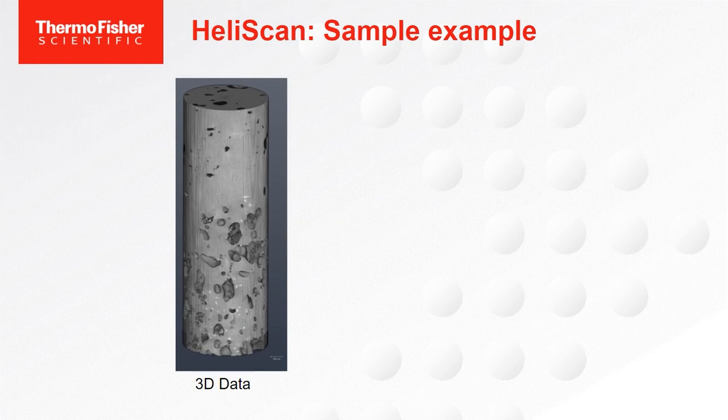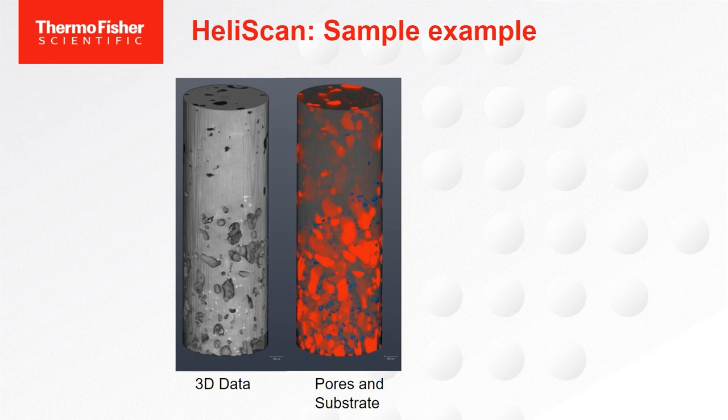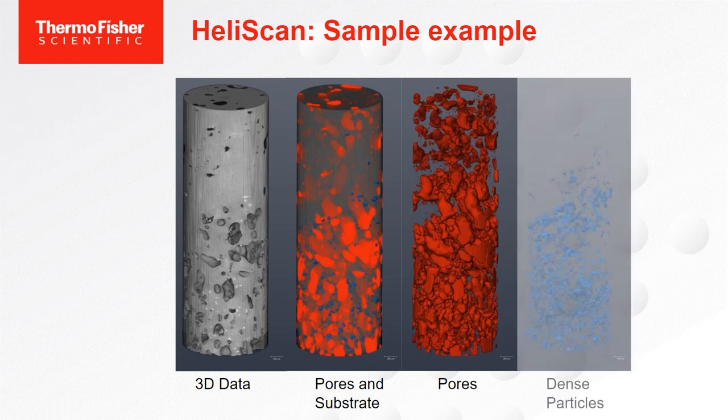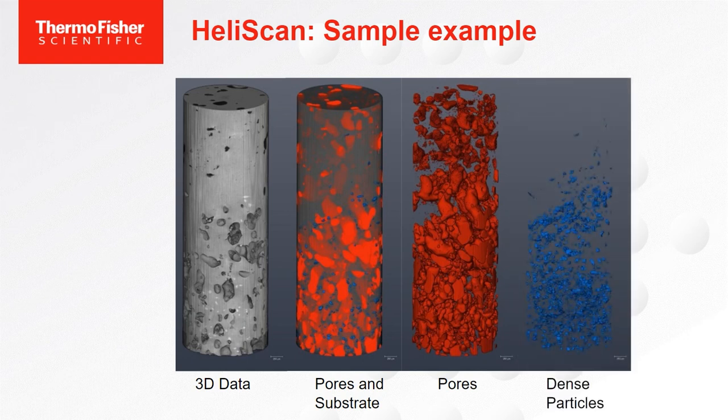Okay, great. So let's start with a simple generic sample where we pretend we had just done a HeliScan, helical scan, and we have a nice 3D data, and we're visualizing that data, and we're looking at it. Okay, it looks nice, great. Maybe we're going to do a little bit more sophisticated analysis and thresholding and changing of what we look at. Now we can see pores and we can see substrates. Okay, great. And now we can see more pores. And now we look at dense particles.